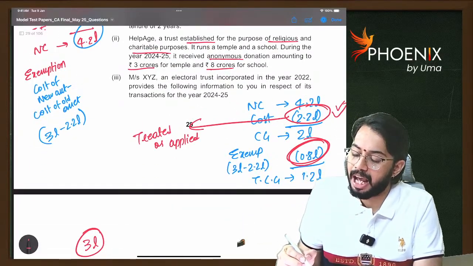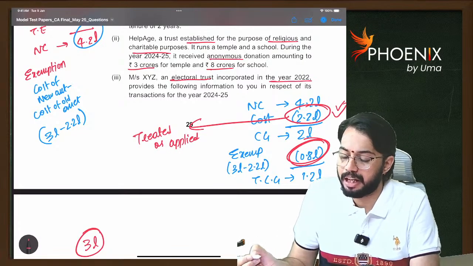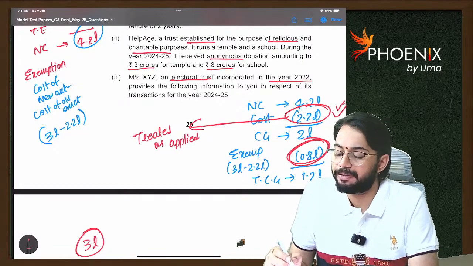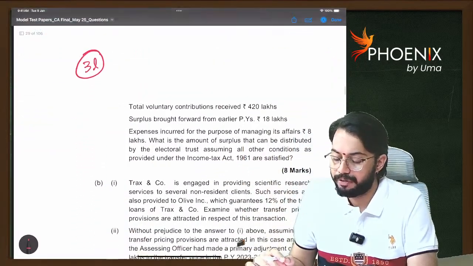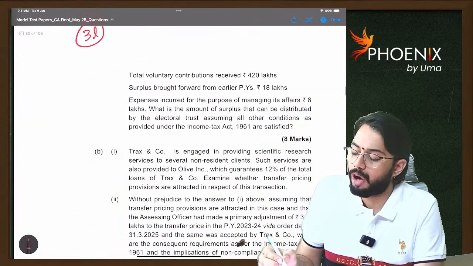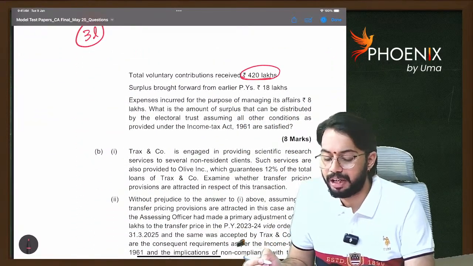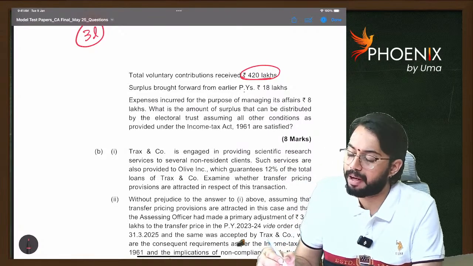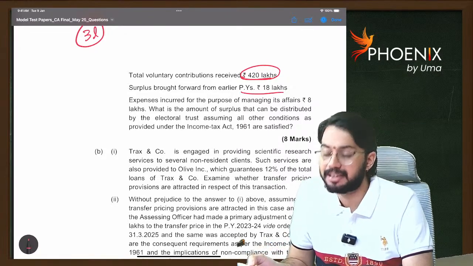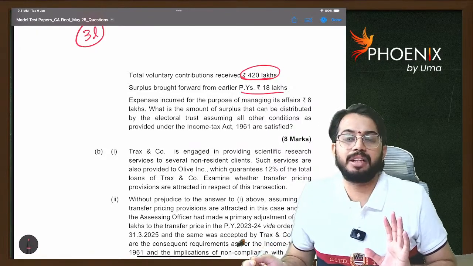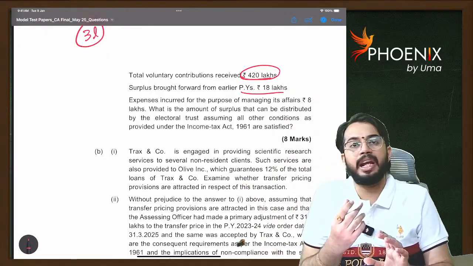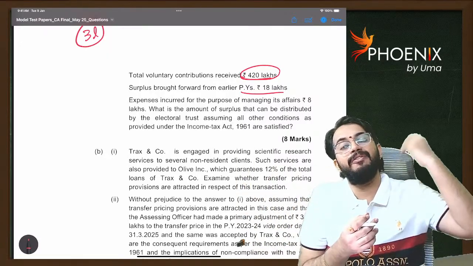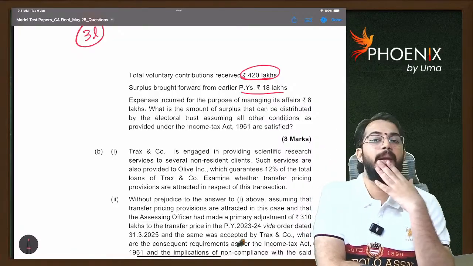XYZ Electoral Trust, incorporated in the year 2022, provides the following information to you in respect of its transactions for 24-25. Total voluntary contributions received 420 lakhs, surplus brought from earlier previous year 18 lakhs. See, an Electoral Trust takes money from the public. Whatever money is taken from the public will be distributed to political parties.